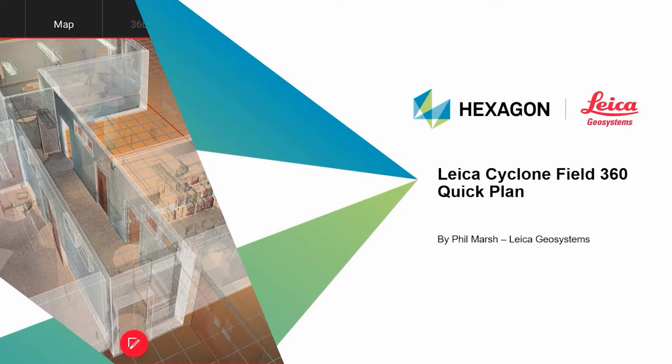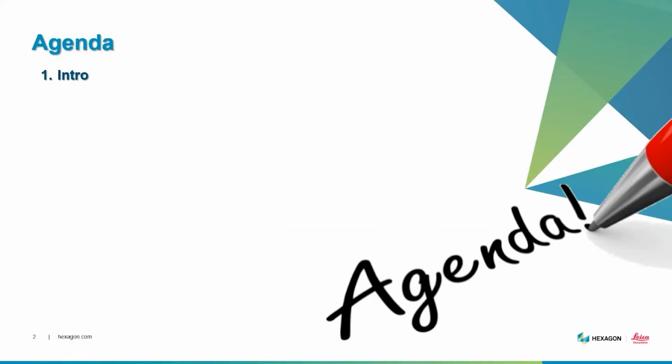This presentation is all about a brand new feature in our Cyclone FIELD 360 app called Quick Plan. It will demonstrate how to create and extract rooms from a point cloud, plus add features like doors and windows, which could save you valuable time whilst back in the office.